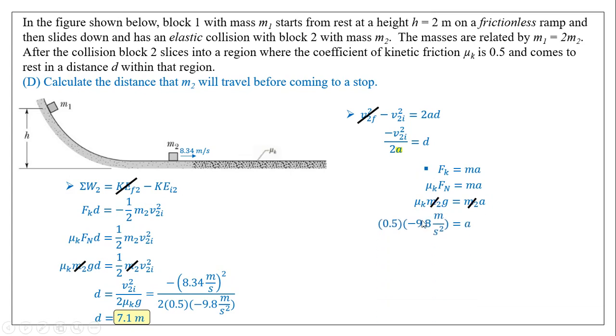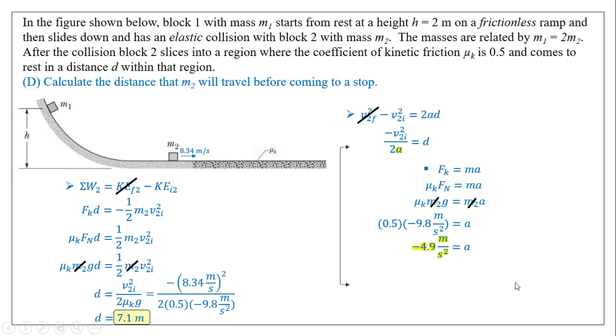So the acceleration is simply 0.5 times negative 9.8. And the acceleration in this case has to be negative because it's acting against block 2's motion. So block 2 is sliding rightward, it's decelerating, so a has to be pointing in the opposite direction. So therefore, a here is negative 4.9.